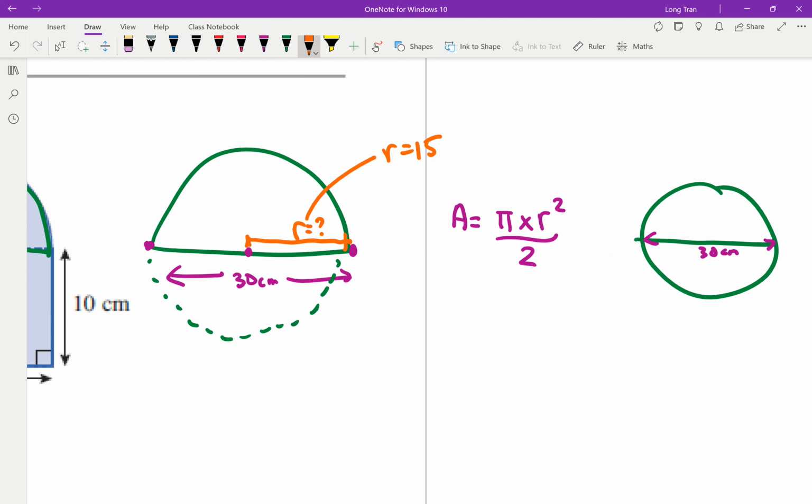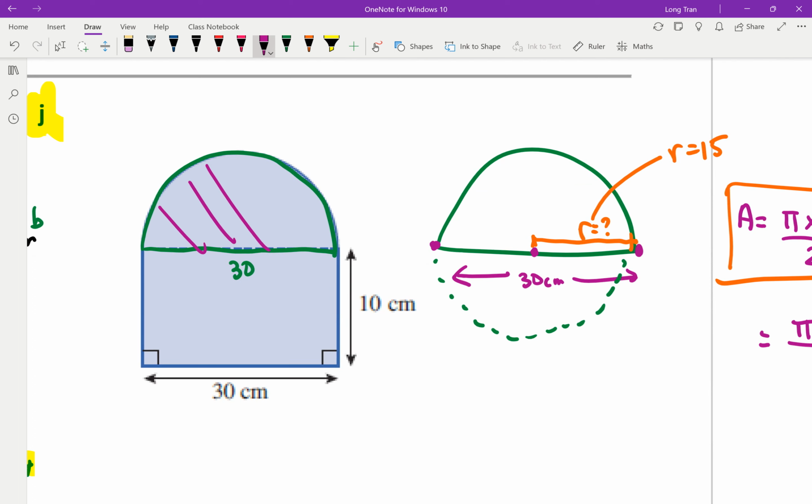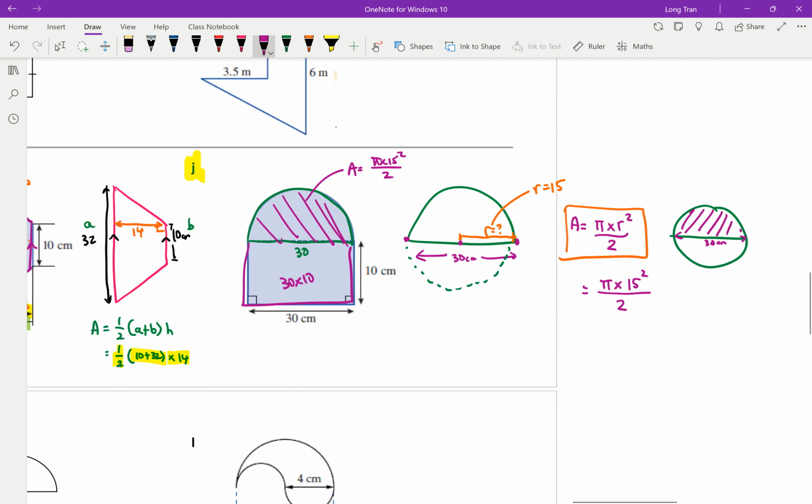Well, that means you've now got a formula for the semicircle, and that should be pi times radius, which is 15 squared, divided by 2. Okay, you divide it by 2 because you want half of it. You only want half the circle, half the area. Cool? So that will give you the area of half the circle. So area is equal to pi times 15 squared divided by 2. But don't forget to add the area of the rectangle, which is 30 times 10. Okay, so that's how you would do I and J.